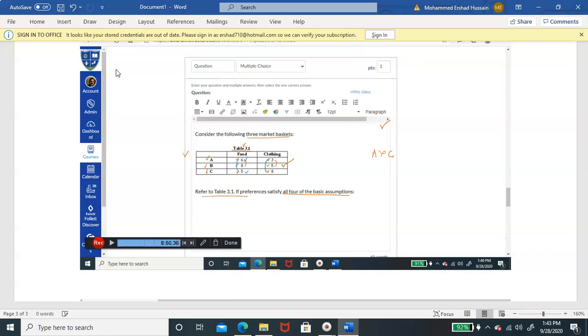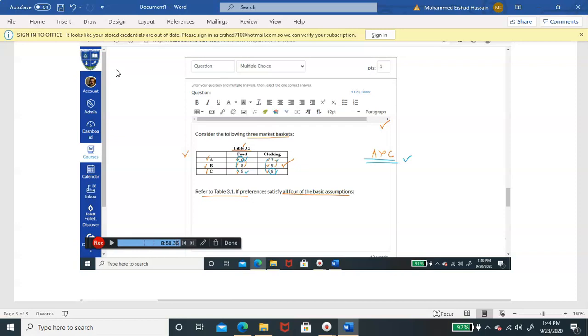What about clothing? Let us compare. Only three clothing in A and 8 clothing in C. So we cannot say that A is preferred to C just because more is better, right? Here this person has more clothing in C and more food in A, and we don't know which one is better.